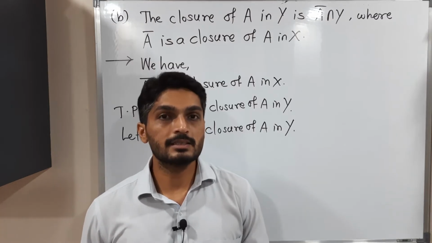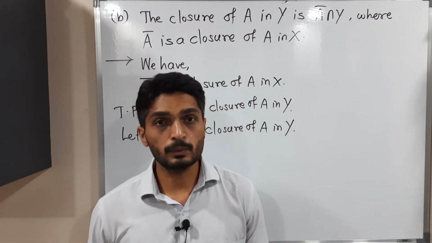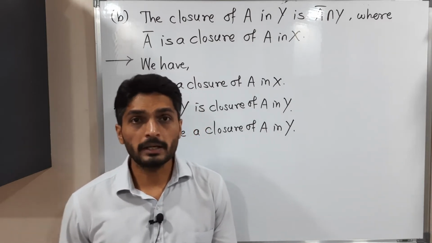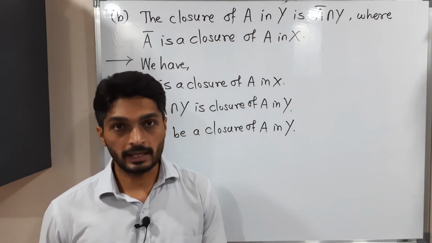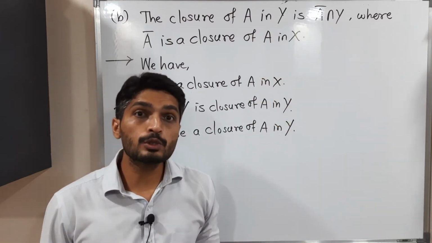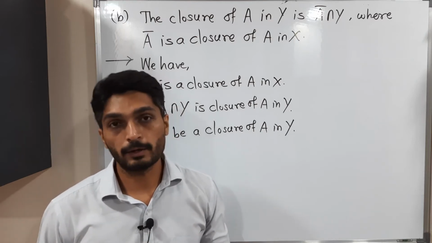So let us discuss the second sub-question. In this second sub-question we have to prove a very simple thing. If A bar denotes the closure of A in X, then we have to prove that A bar intersection Y is the closure of A in Y. This thing we have to prove.